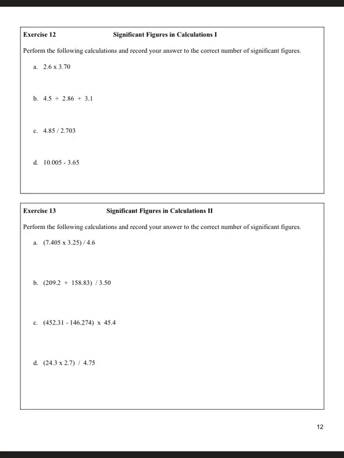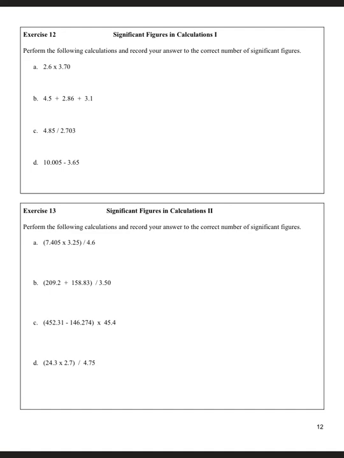Okay, so first up it says perform the following calculations and record your answer to the correct number of significant figures. Up above is just some easier ones. Down below is where we start getting into the multi-step ones. So on letter A, I've got to multiply. Remember, multiply is record your answer to the least number of significant figures. So go ahead and just multiply in your calculator. What does this give you?